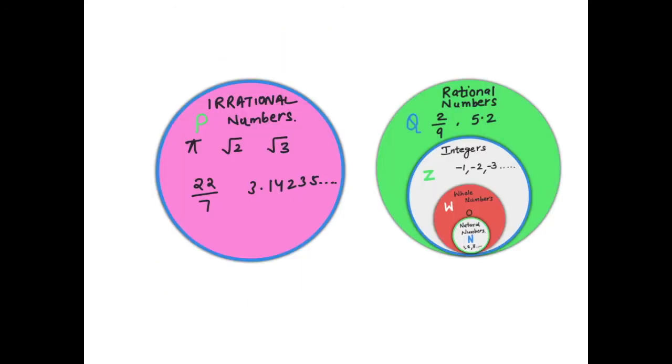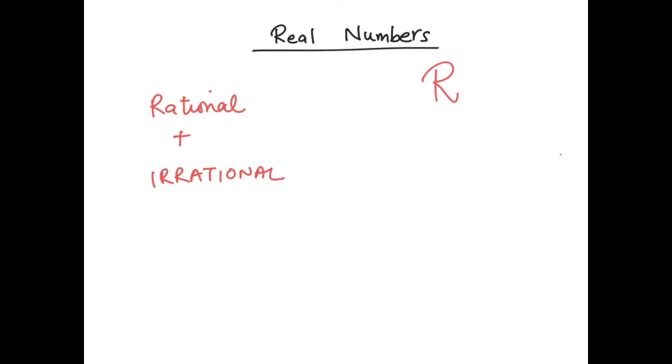Irrational numbers and rational numbers are different sets. So, a rational number cannot be an irrational number and an irrational number cannot be a rational number. They are completely different. Rational numbers are denoted with letter Q and irrational numbers are denoted with letter P. Real numbers. Real numbers mean rational numbers as well as irrational numbers. So, when we talk about real numbers, we denote them with letter R. And real numbers mean all types of numbers, rational as well as irrational.